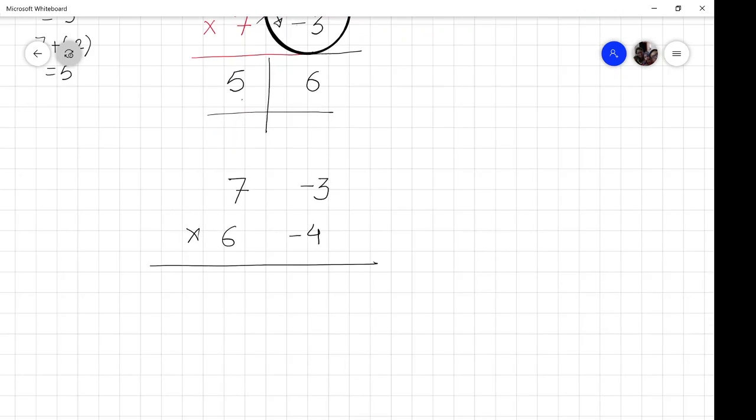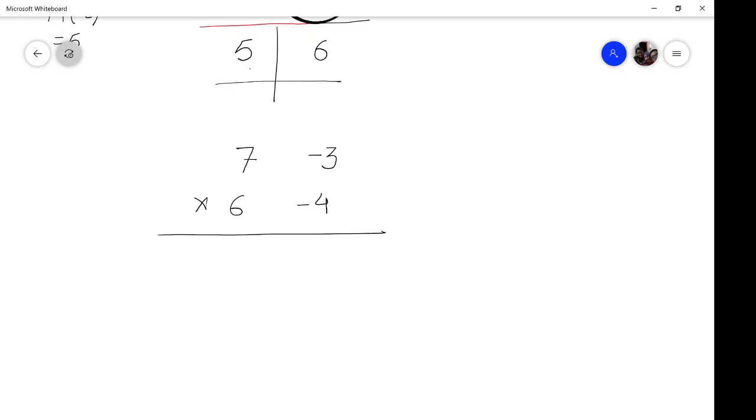So what you do, you draw this line, you multiply 4 and 3. So minus 4 times minus 3 is plus 12. So 12 is here. Now you cross add either in this way or in this way.